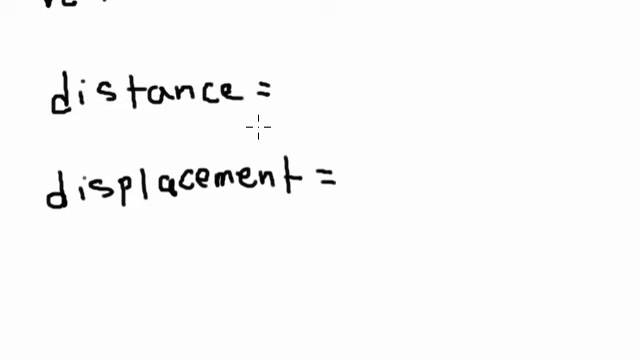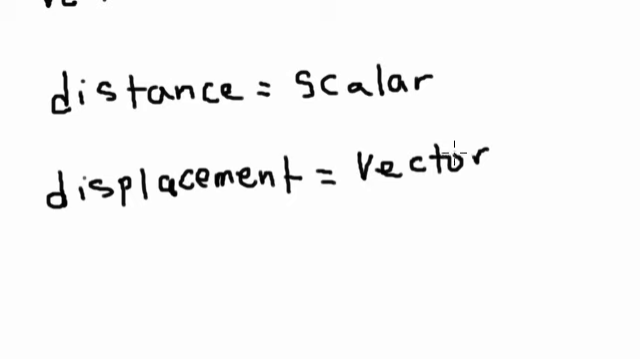Distance is actually a scalar quantity because you only care about how much you're traveling in total, whereas displacement is a vector quantity. You care about the direction. I'm going to provide you with an example now so you can see what I mean.